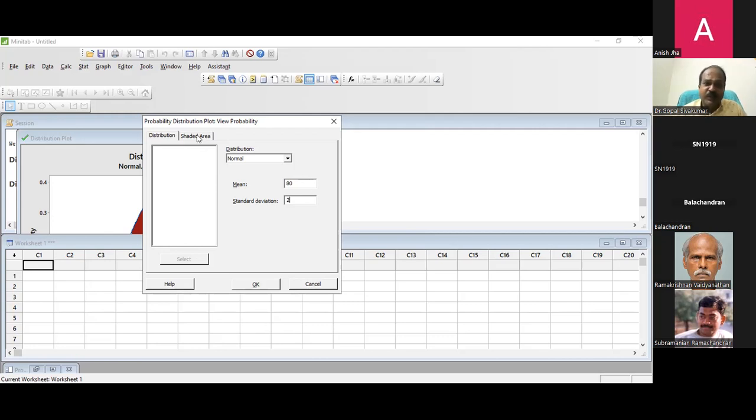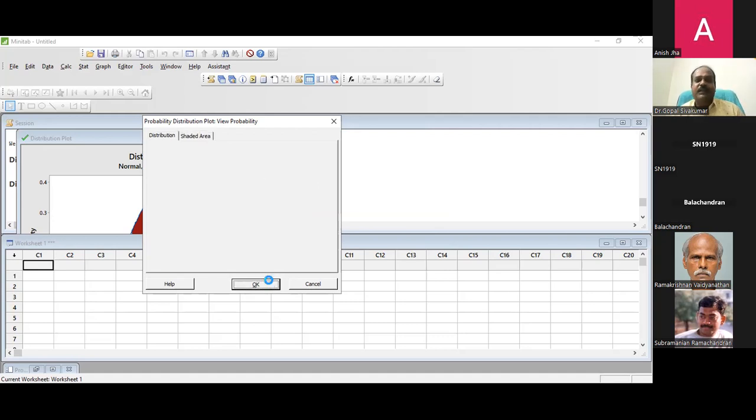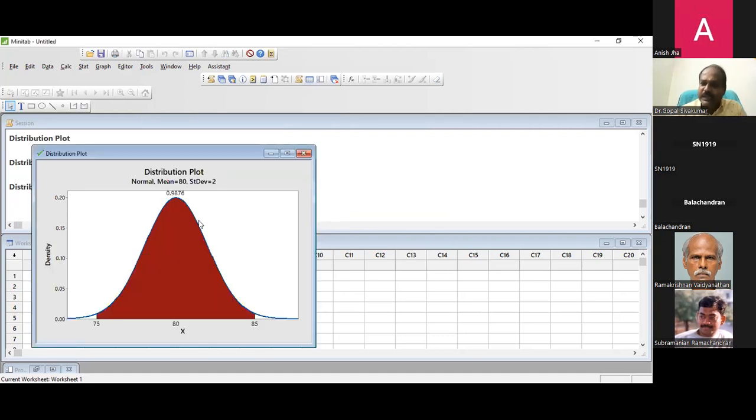And now we are going to the shaded area. I have to choose X value and Middle. X value 1 here is 75, and X value 2 here is 85. And Minitab should give me the answer. That's all. You don't worry. So what is the chance for a student to score between 75 and 85?